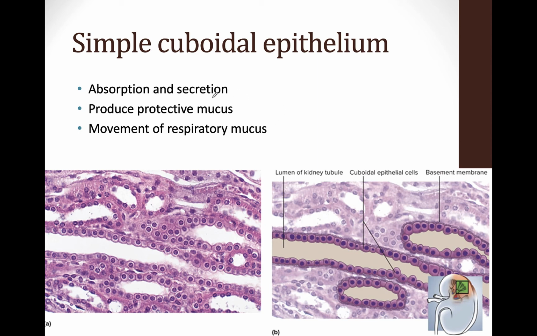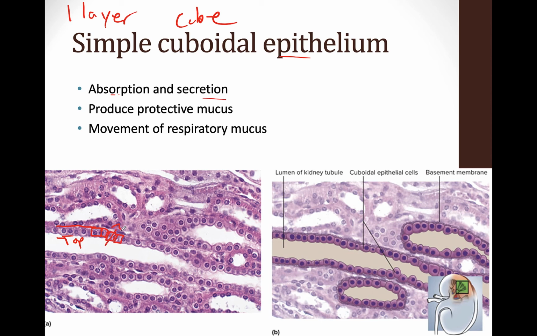The simple cuboidal epithelium is again used for absorption and secretion. This is a pretty small layer as well. So simple, we've got one layer. They're cube-shaped, and it's an epithelium. So here is my single layer. There's the basement membrane. Here's the top. There's a whole lot of them here. All of these are a single layer. So here's my single cuboidal cells.